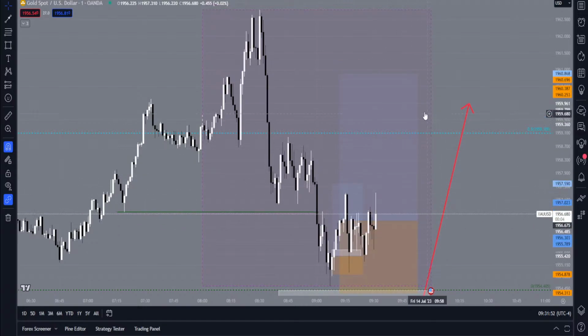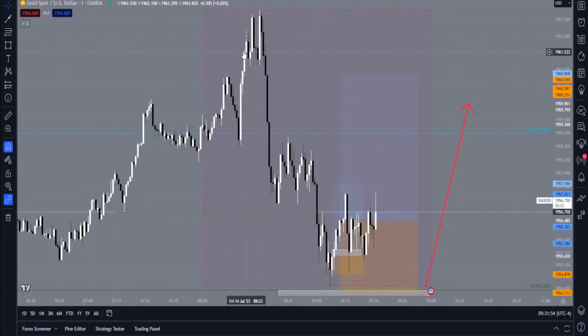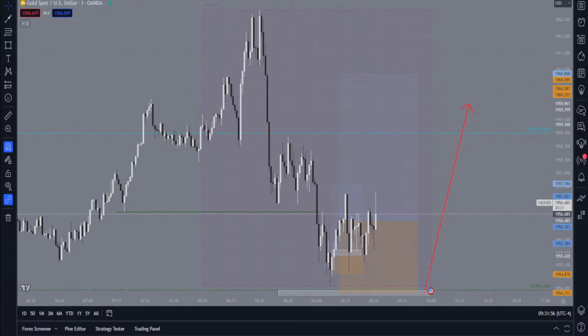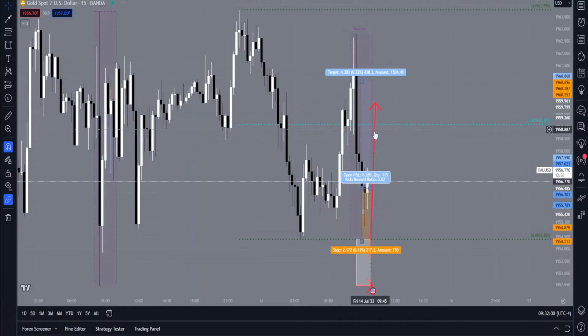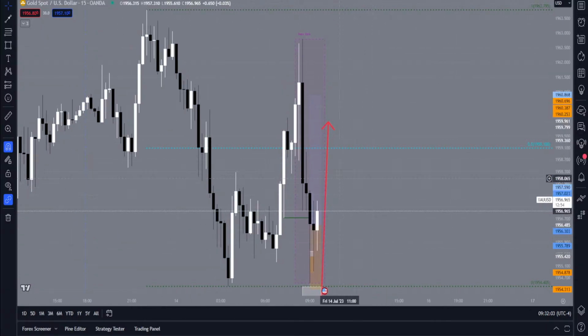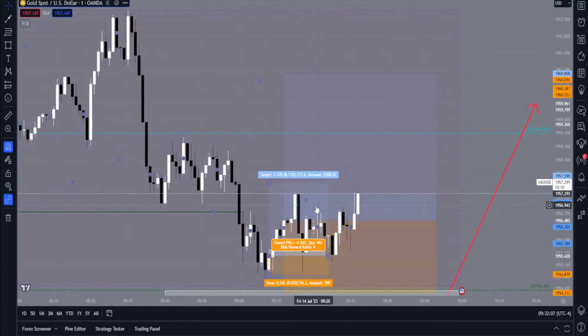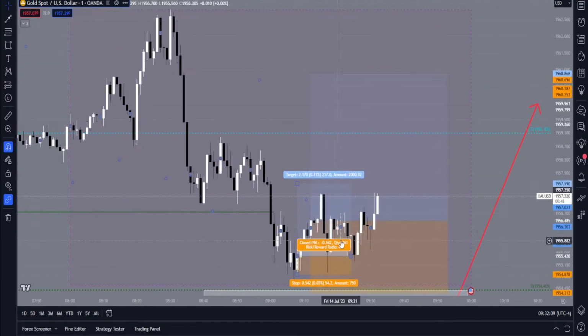Or it could keep going up. Anyway, let's go back on the 5-minute. The reason why I keep switching to higher time frame, guys, is because once we enter the trade, we don't need to see this, okay? We don't need to see this right here.